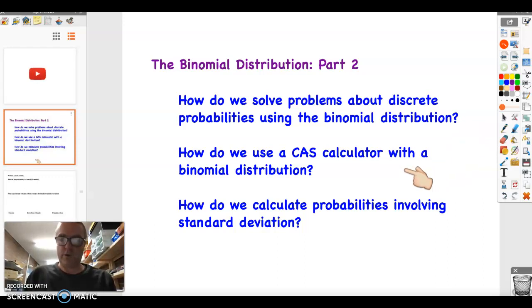We're going to do quite a lot of work with our CAS calculator and looking at the functions that are offered on that calculator with regards to these types of problems. And we're going to visit standard deviation again and work with some problems that involve standard deviation.